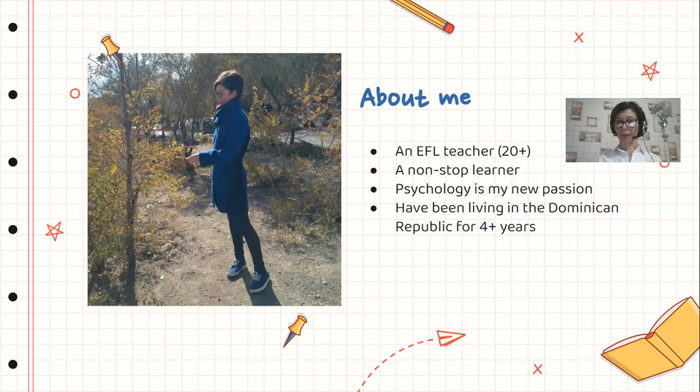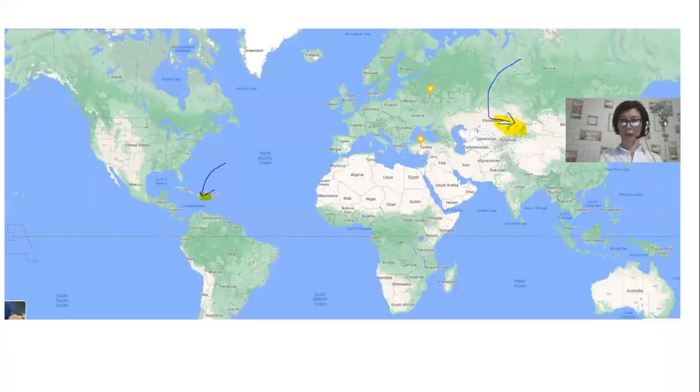And I've been living in the Dominican Republic for more than 4 years. And if to show you where this country is situated, this is a small island here in the Caribbean Sea, very far from my motherland, Kazakhstan. Originally, I'm from Balkash, that is a small town next to one of the unique places in Kazakhstan, Lake Balkash.